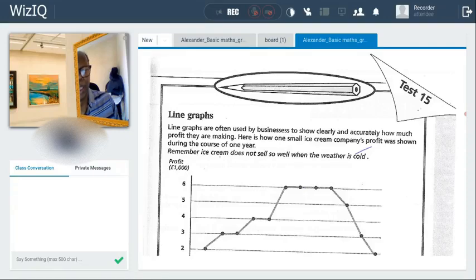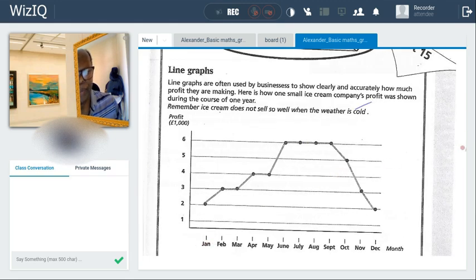Okay, so let's look at this one here. It says line graphs are often used by businesses to show clearly and accurately how much profit they are making, and also when they are making the profit and when they are going to make losses. You can also use a line graph to represent your cash flow statement. That might be more useful because you know when you're going to have depletion of your cash, so you're going to have difficulties.